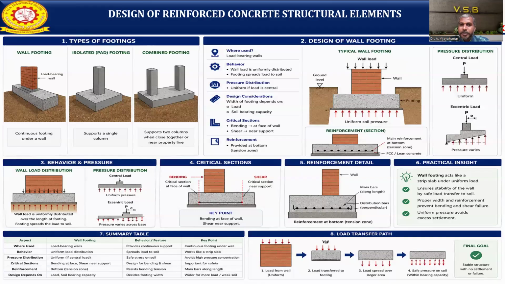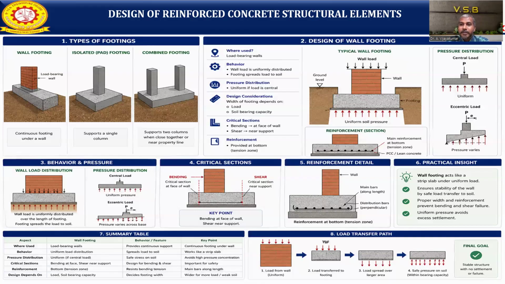So the pressure distribution is uniform. If the load is applied at the center of this footing, the pressure distribution will be uniform. If the load is not at the center, as we have an eccentricity, then the distribution will be non-uniform. While designing the wall footing, the width of the footing may differ depending upon the loading condition and the SBC, the safe bearing capacity of the soil.